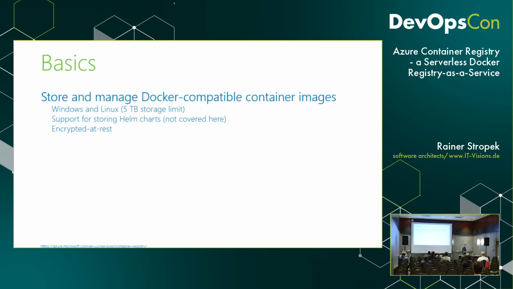Let's start with some basics. What is this Azure Container Registry? Azure Container Registry is a storage platform for Docker-compatible container images. It supports Windows and Linux, so you can store your Windows images and your Linux images. And in total, you have a 5 terabyte storage limit. That's currently the upper storage limit. Of course, that might change in the near future. It is also possible to store Helm charts on Azure Container Registry.